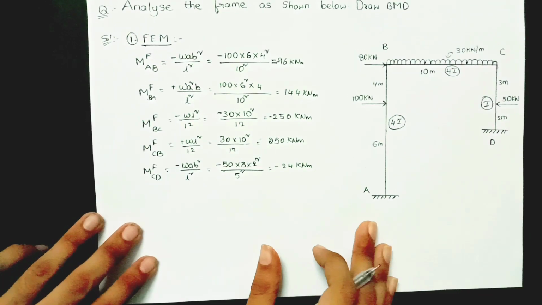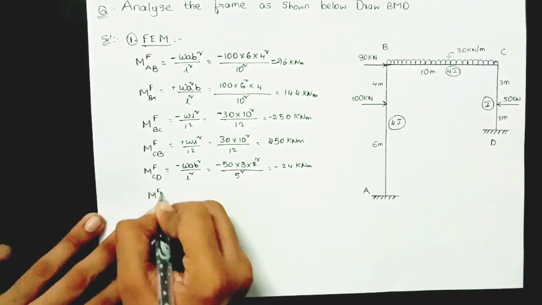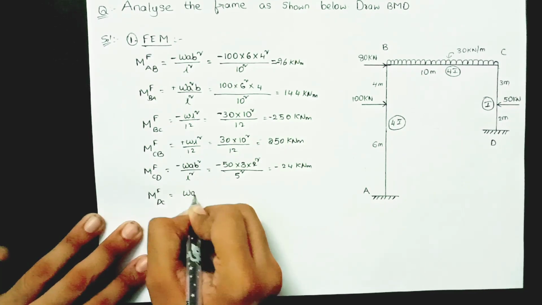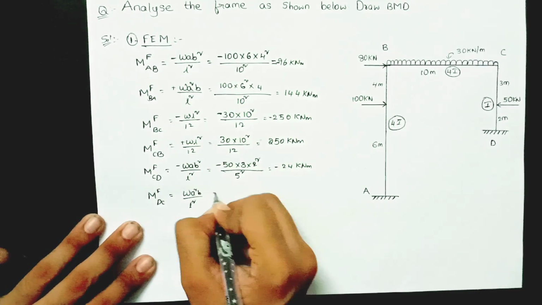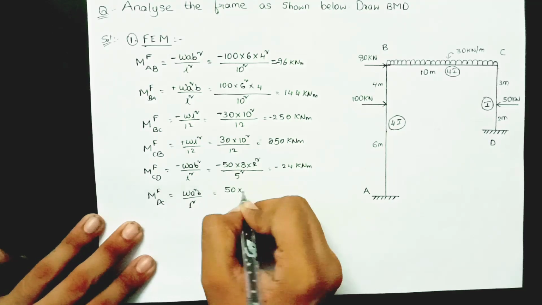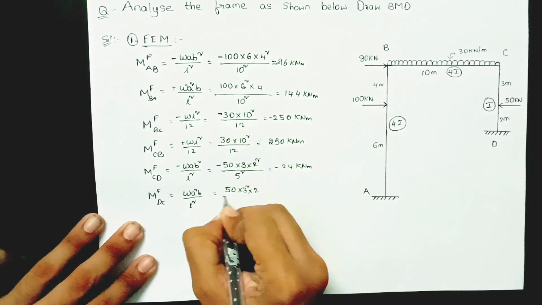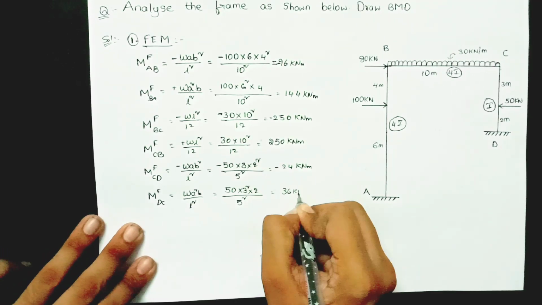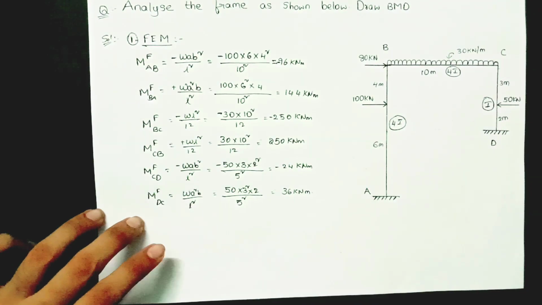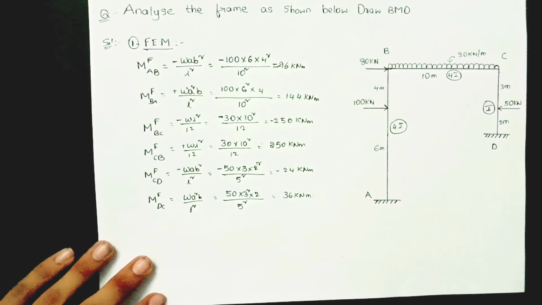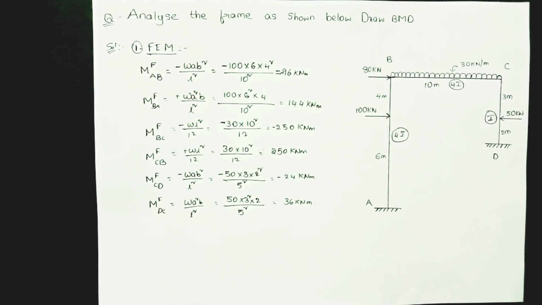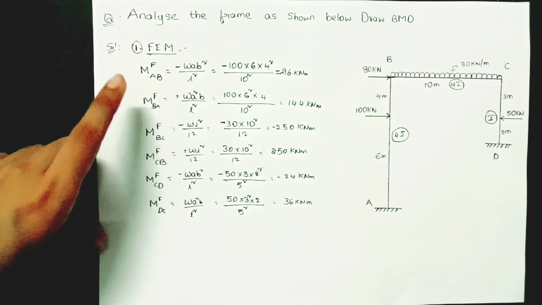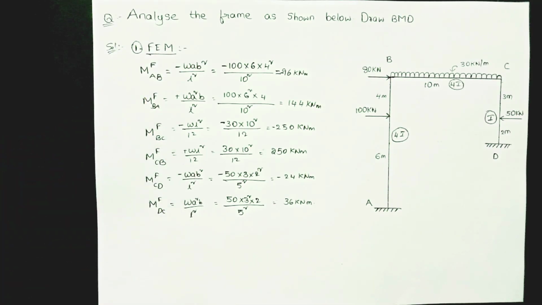Now MFDC equal to WA square B by L square. It is plus 50 into 3 square into 2 by 5 square. The value is 36 kilonewton meter. So we have calculated all the fixed end moments for all the members. For each member we get two fixed end moments, one is anti-clockwise and another one is clockwise. So we have calculated all the fixed end moments given in the frame.